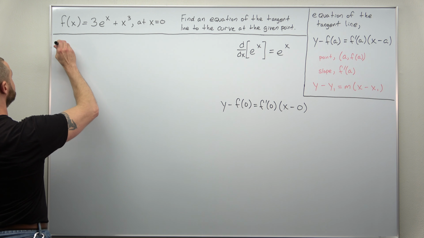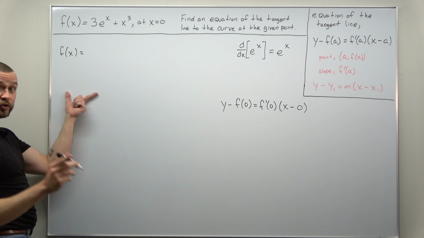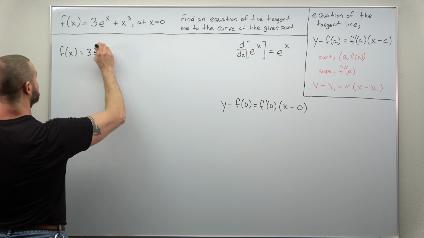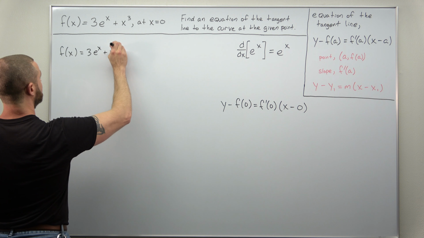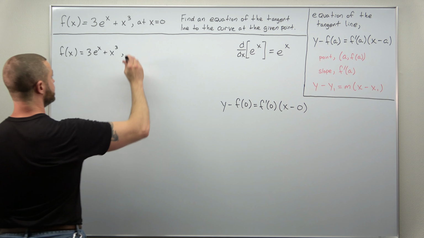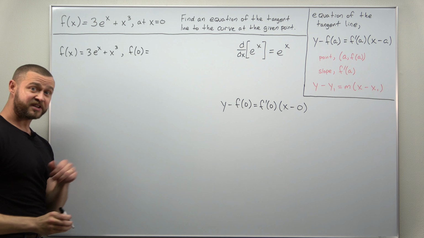We're going to take our function, and I'm just going to write this down because we'll put the derivative below that in a moment. So our function is 3e to the x plus x cubed. And let's just go ahead and plug in 0. So we get f of 0. This is going to be really simple.